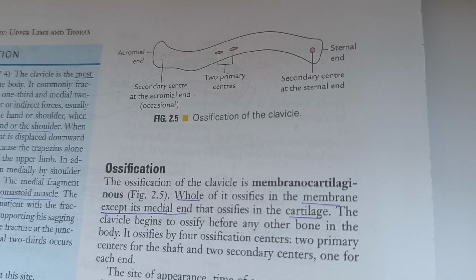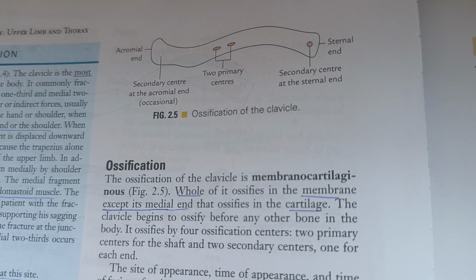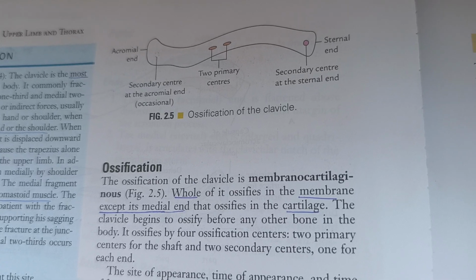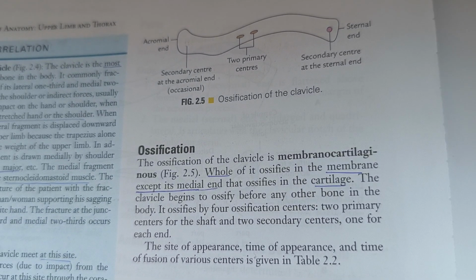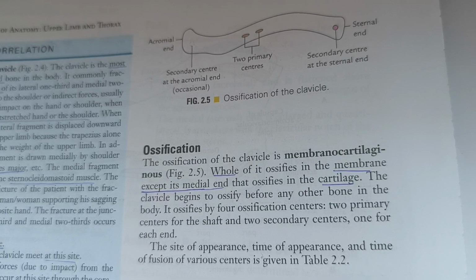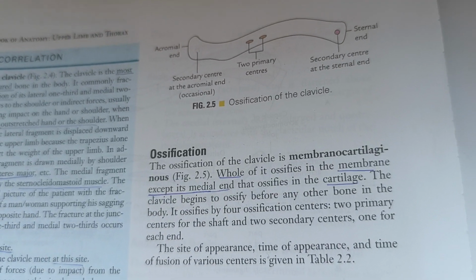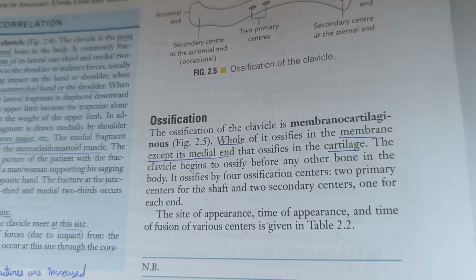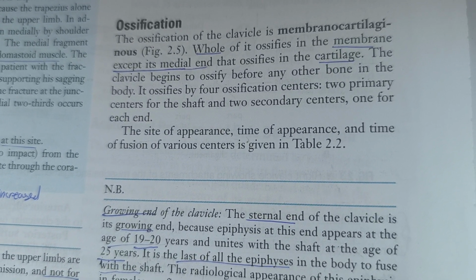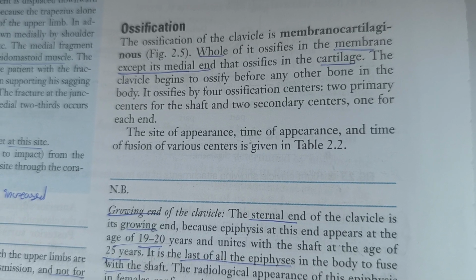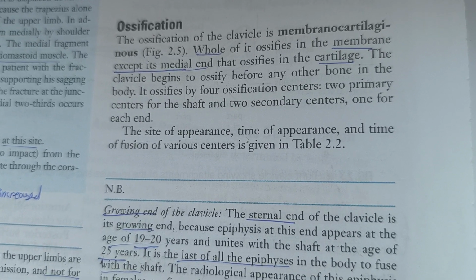Now, ossification of the clavicle. So we have seen in the peculiar features that it has two primary centers, the sternal end has one secondary center, and the acromial end has another secondary center for ossification. The acromial center is occasional. The ossification of the clavicle is membranocartilaginous, which we have seen just now in the figure.